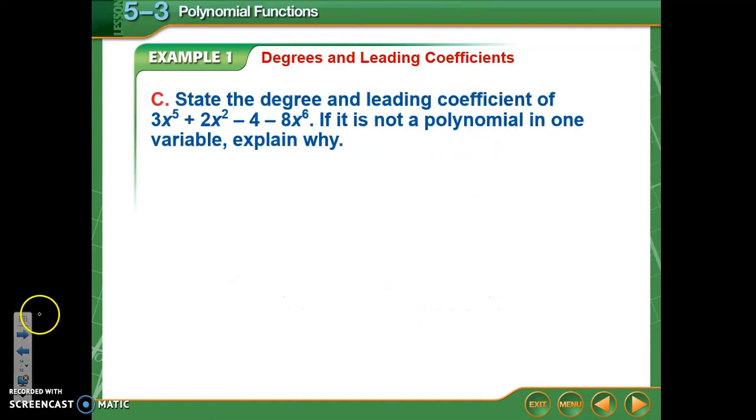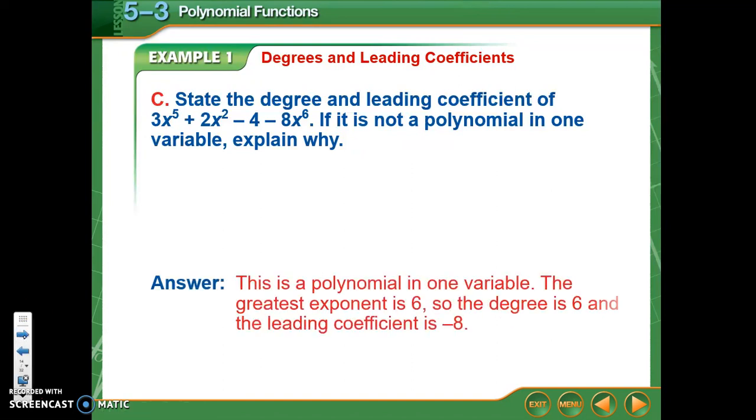Take a look at this one. 3x to the 5th plus 2x squared minus 4 minus 8x to the 6th. If we want to look at this better, we should write it in standard form. So I'm going to take my term with the largest degree, x to the 6th, and write that first. And I'm going to write everything in descending order, so I have my exponents in descending order. So this is a polynomial in one variable. The degree is 6, and the leading coefficient is -8.